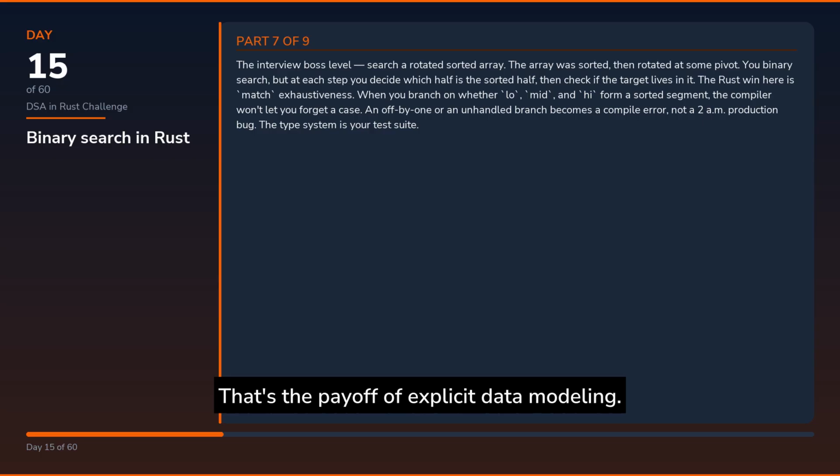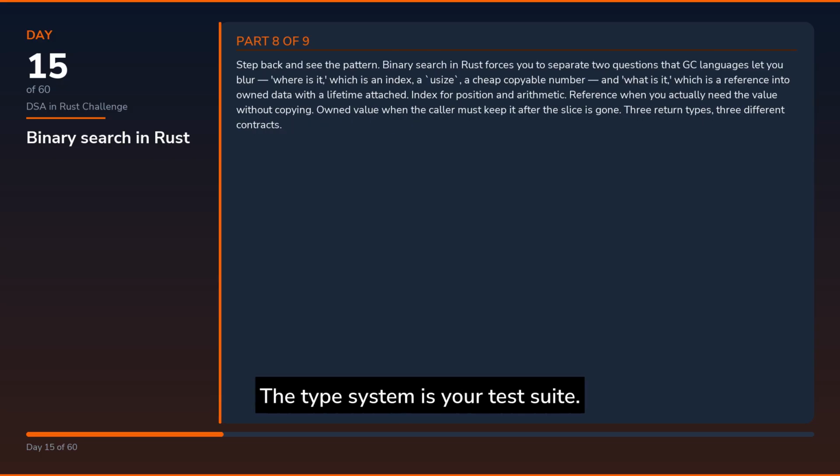Step back and see the pattern. Binary search in Rust forces you to separate 2 questions that GC languages let you blur. Where is it? Which is an index, a usize, a cheap copyable number. And what is it? Which is a reference into owned data with a lifetime attached. Index for position and arithmetic. Reference when you actually need the value without copying. Owned value when the caller must keep it after the slice is gone. 3 return types, 3 different contracts.